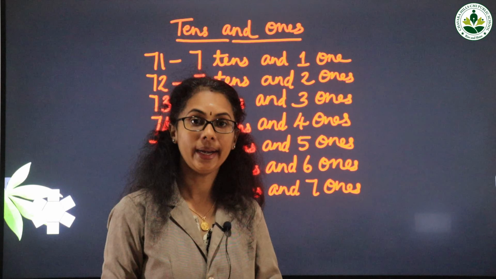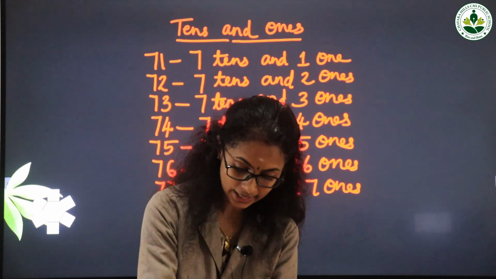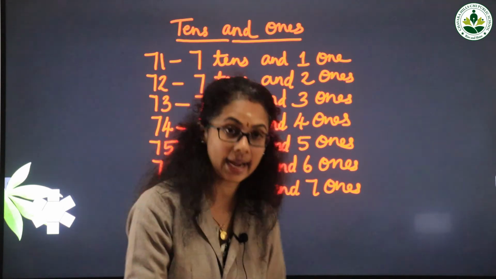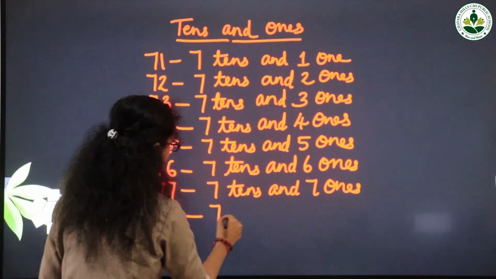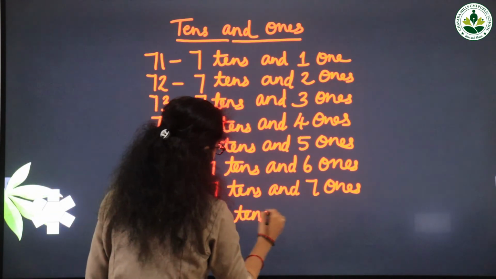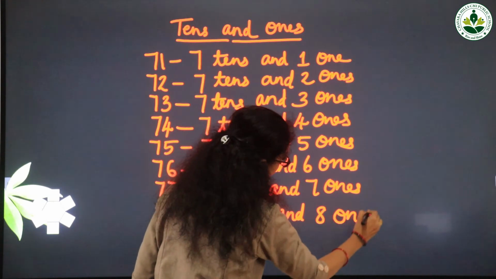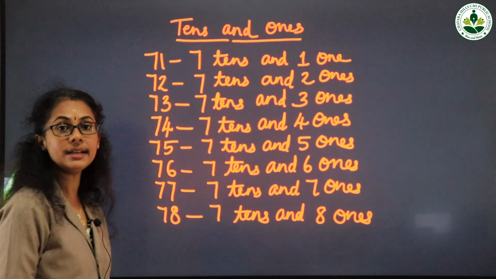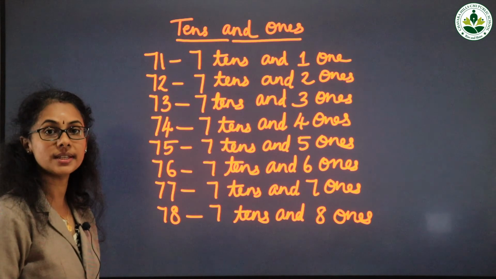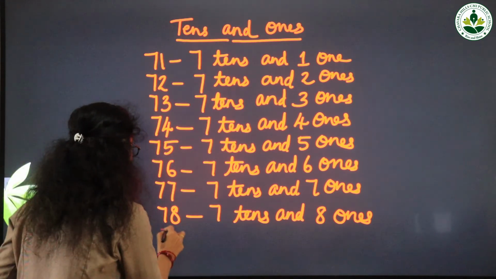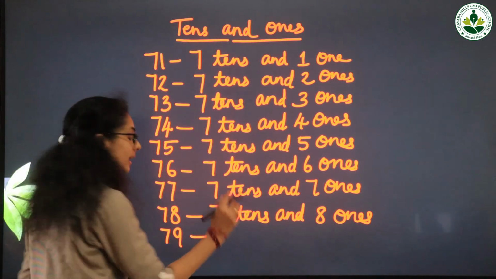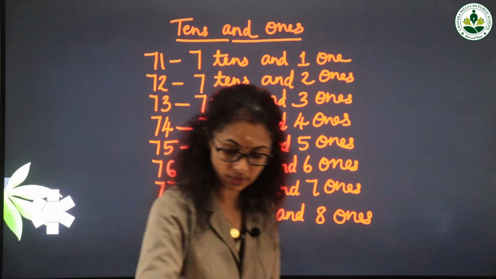Which number? Number 78. How many tens and ones in 78? 7 tens and 8 ones. Which number comes after 78? Number 79.